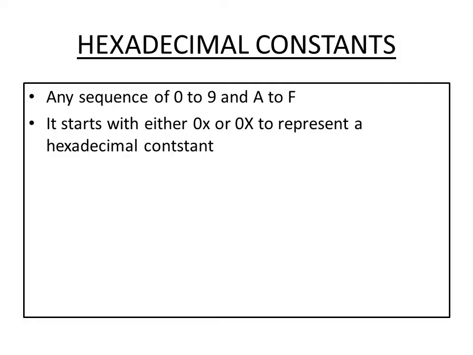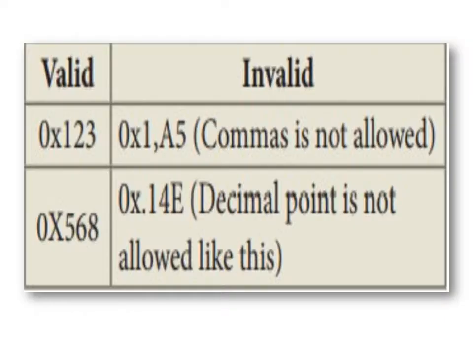Next is hexadecimal constants. It has a sequence of 0 to 9 and A to F, instead of 10 to 16. It uses letters A to F. And to recognize whether it's a hexadecimal constant or not, it starts with either 0 small x or 0 capital X. These are the valid and invalid constants, how it's represented. As I said before, commas are not allowed and decimal point is not allowed.